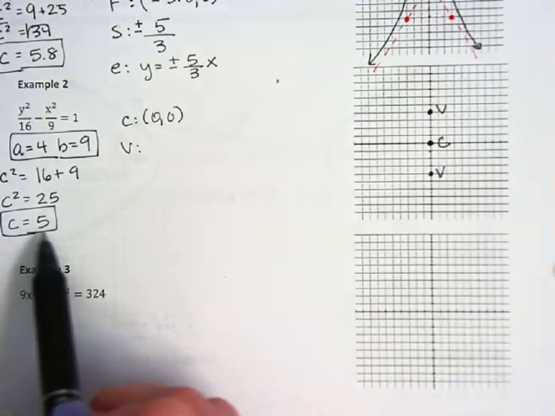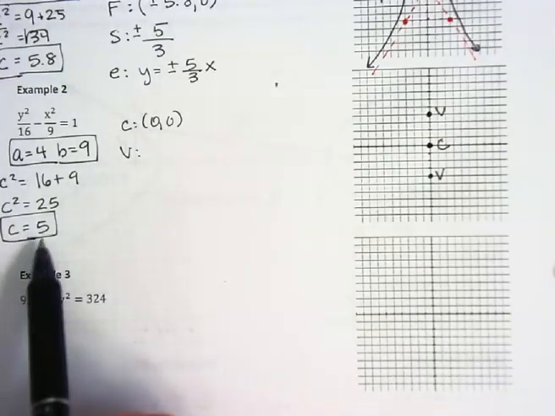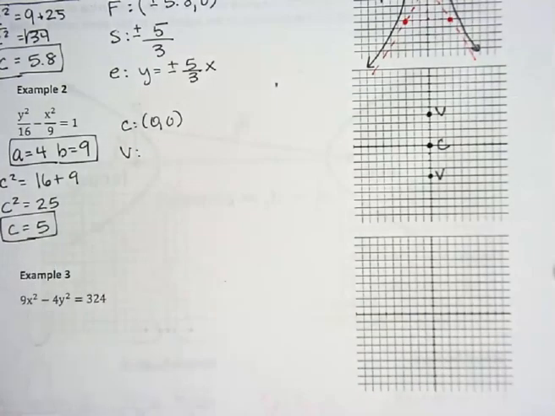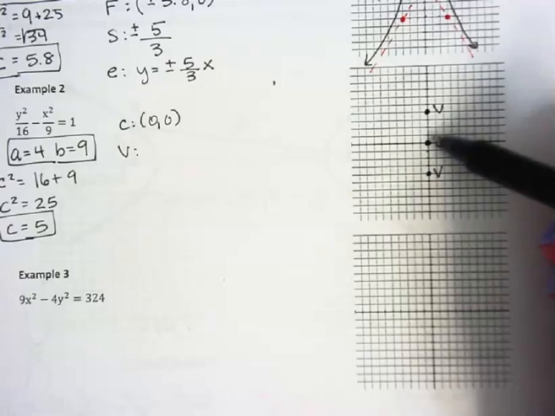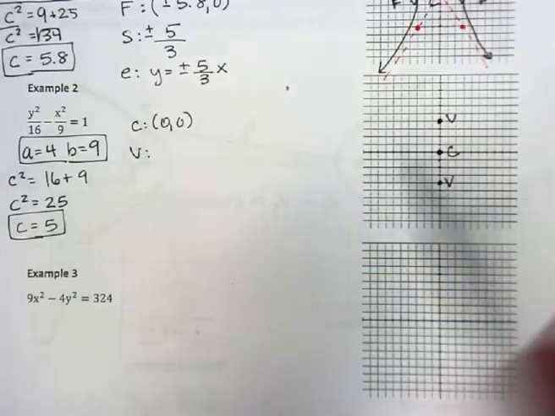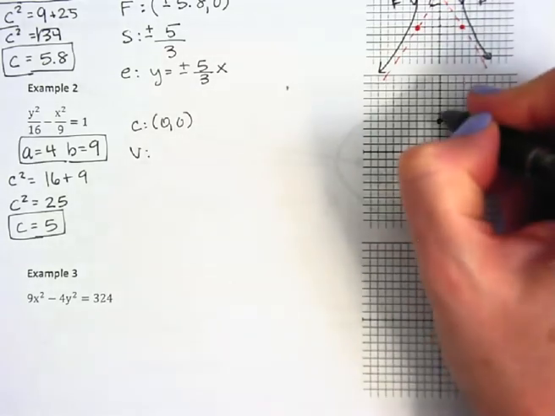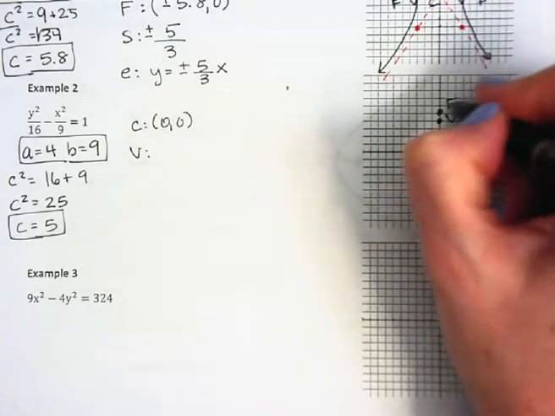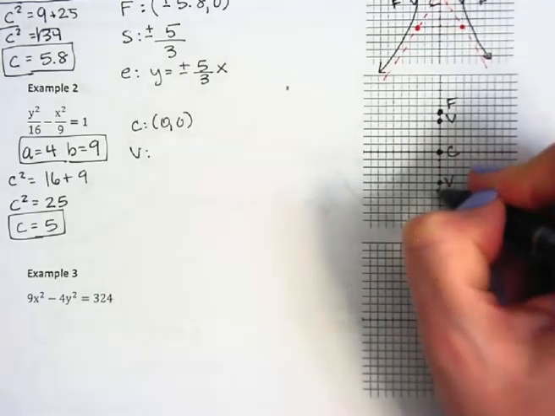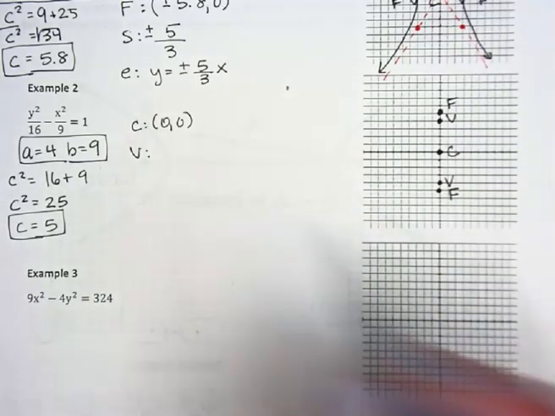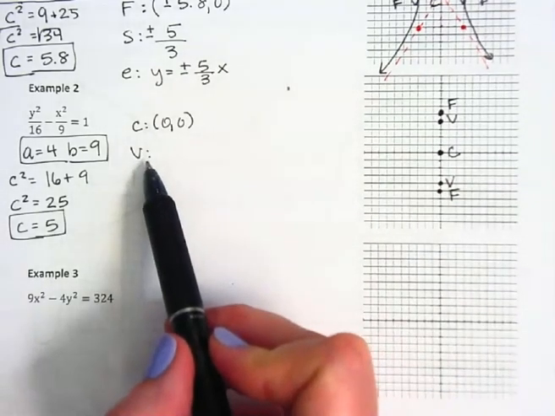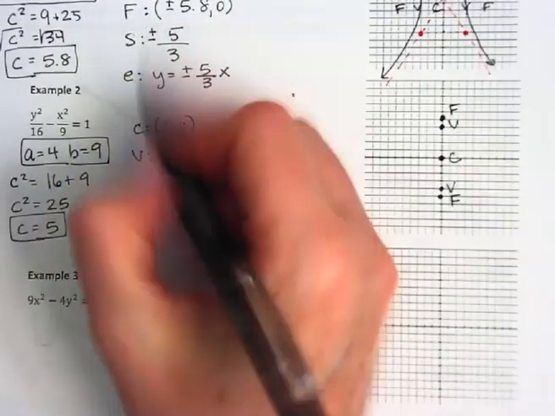And then the C value gives me my foci. So the A value gets us our vertices, the C value gets us our foci. So I'm going to count up 5 and down 5. All right, so let's talk about the ordered pairs. We went up and down, which changed our y coordinate.